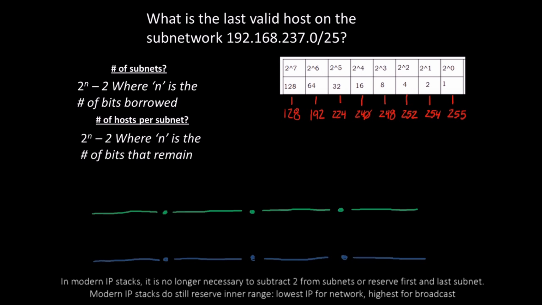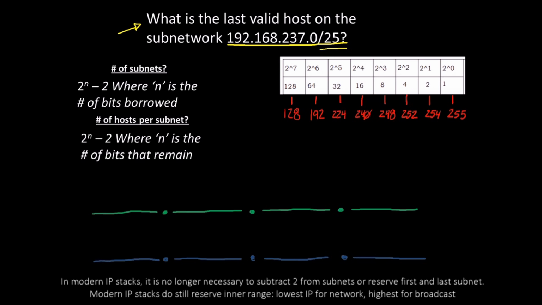Okay, so here we have a question. What is the last valid host on the subnetwork 192.168.237.0/25? So when you get a problem like this, don't worry too much about the wording that's going on up here. Concentrate on the number first, and we know we have a /25 here. So our first step is really going to be to determine what our subnet mask is going to be.